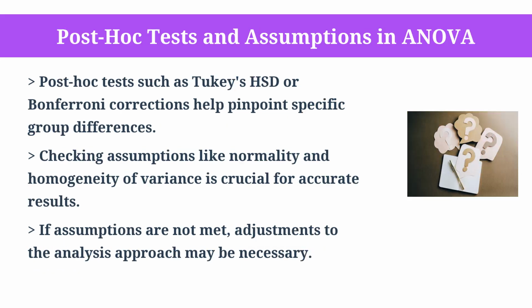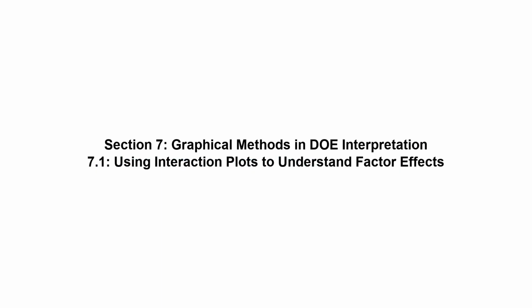Lastly, don't forget to check assumptions like normality and homogeneity of variance for accurate results. If these aren't met, you might need to adjust your analysis approach. So in summary, interpreting ANOVA results involves looking at F statistics and p-values, understanding effect sizes, conducting post-hoc comparisons when needed, and ensuring all statistical assumptions are satisfied. This process helps us confidently identify which factors significantly impact our data.